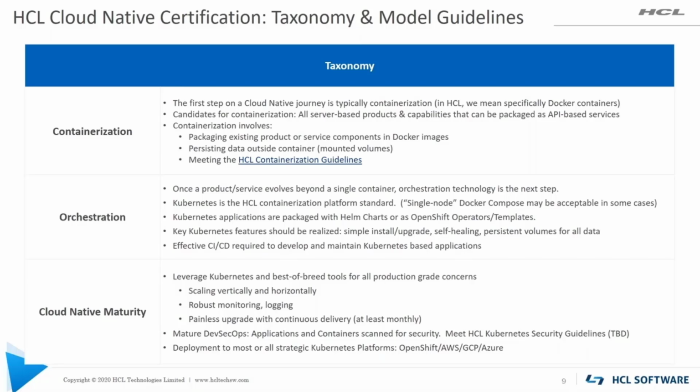In fact, we boiled it down to these three things: containerization, orchestration, and cloud native maturity. So basically what this means is, is the product containerized, or do you have a service in your product that you can containerize? If so, you get a check mark for that. Actually, we'll see this in the Docker hands-on section.